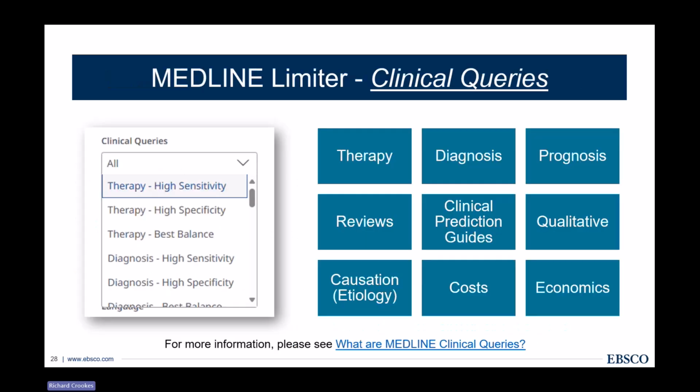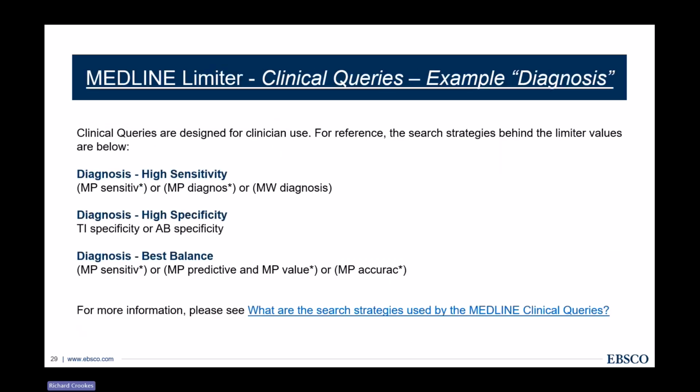Likewise, with MEDLINE, there are additional research areas covered. There are 9 in total. I won't read through all that, but again, the same 3 strategies, high sensitivity, specificity, and best balance, are also applicable. And again, using another example here with diagnosis, you can see the search string behind the high sensitivity strategy or specificity or the best balance between the 2. And again, we have more information that's available.